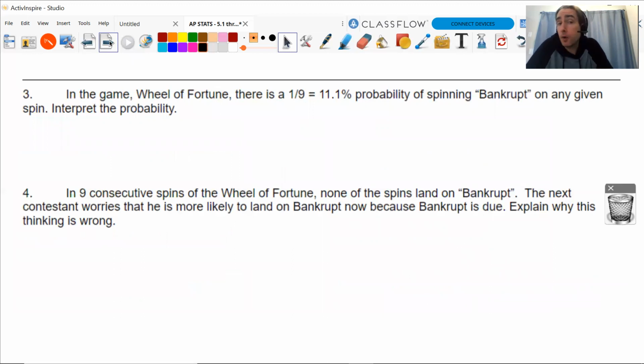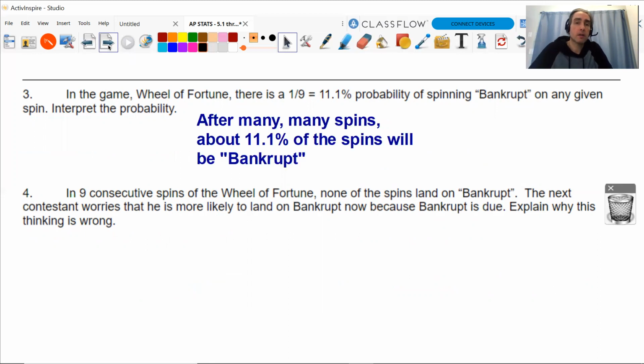All right, in the game Wheel of Fortune, there is a 1/9 probability of landing on bankrupt on any given spin. What's that interpretation? Well, it's not for one spin, but for many spins, you would say about 11.1% of the spins will be bankrupt.